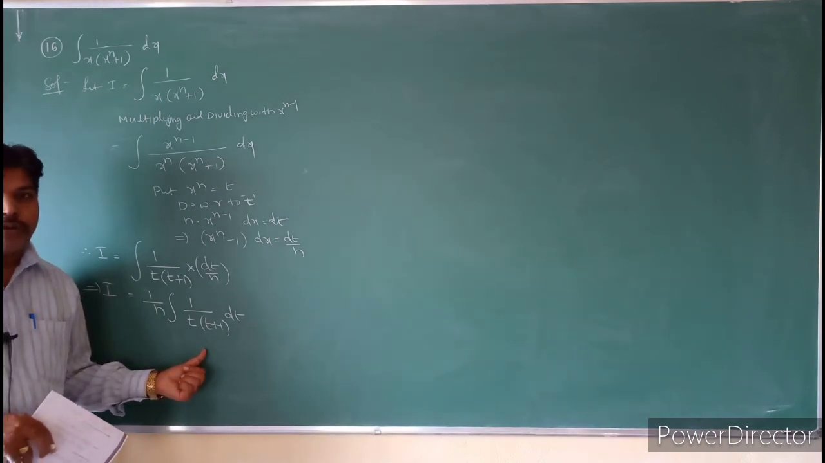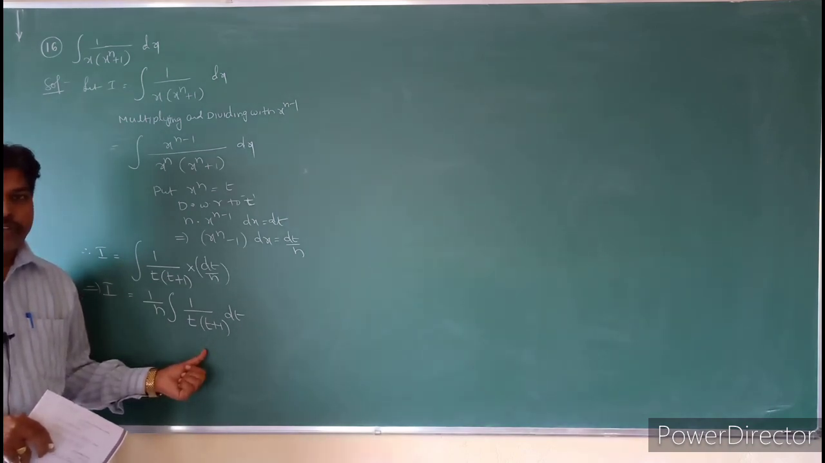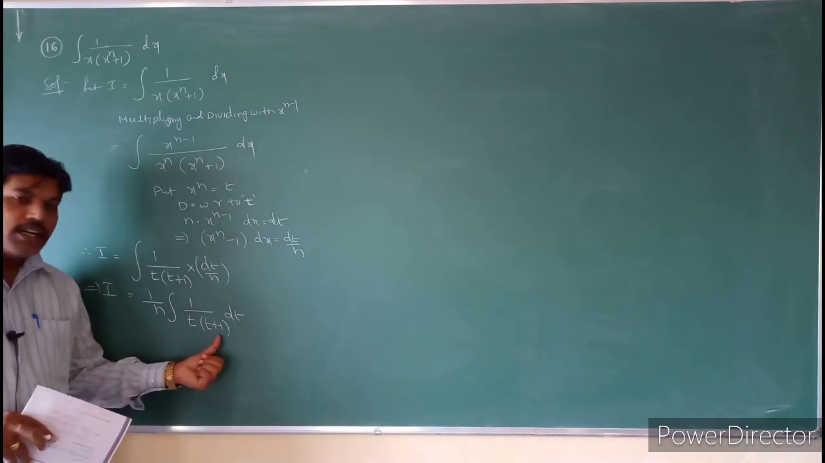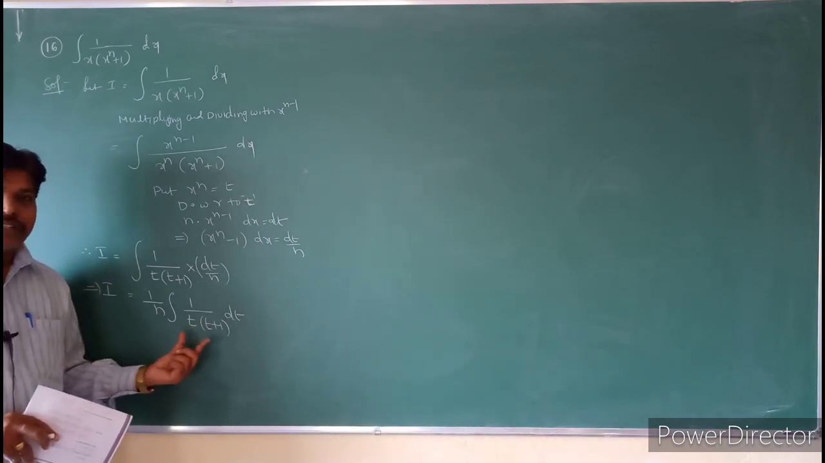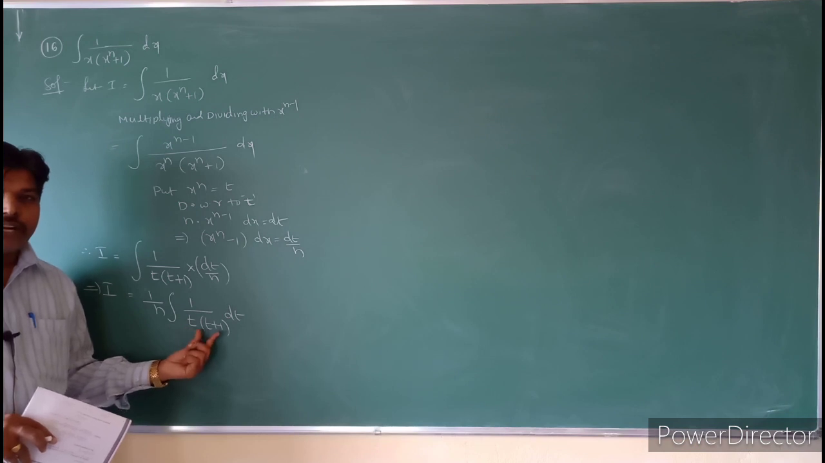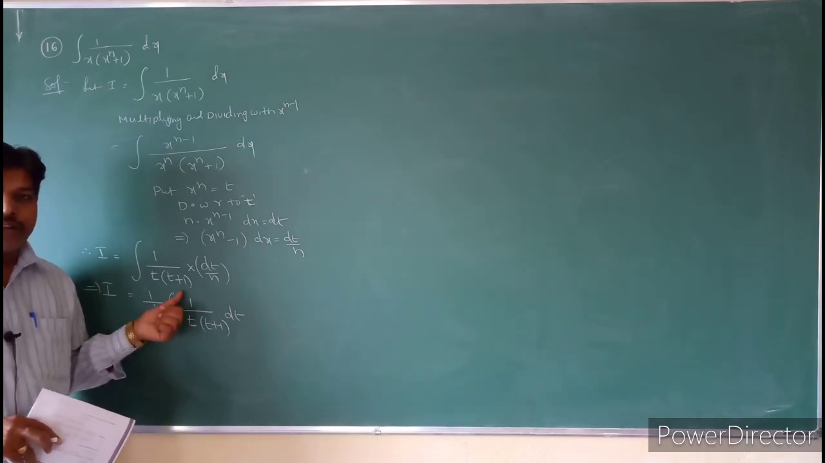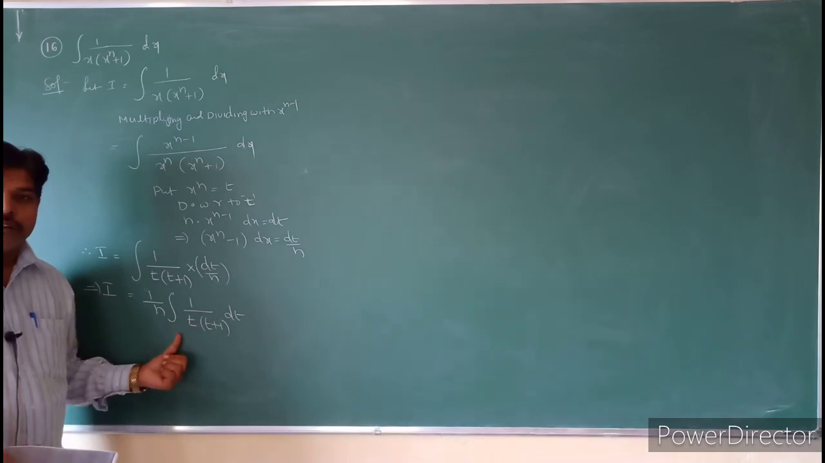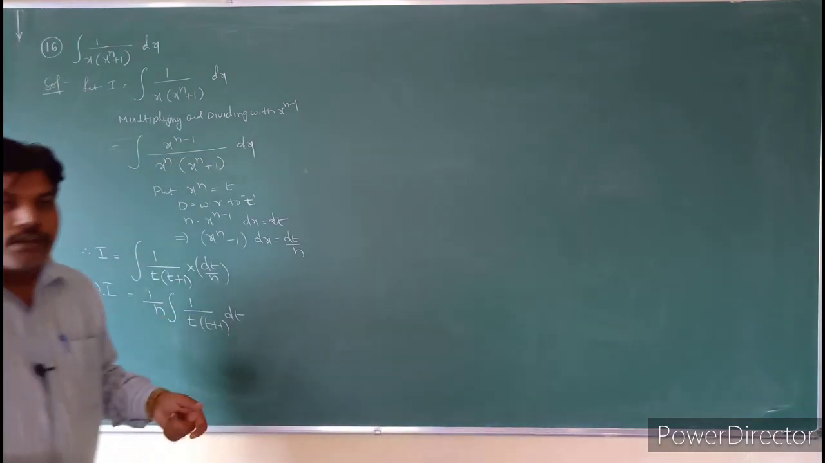I am doing the problem without using the partial fractions. What is that? I observed that t and t plus 1, what is the difference of these two? It is 1. Yes or no? t plus 1 minus t is 1. So I am using that term.